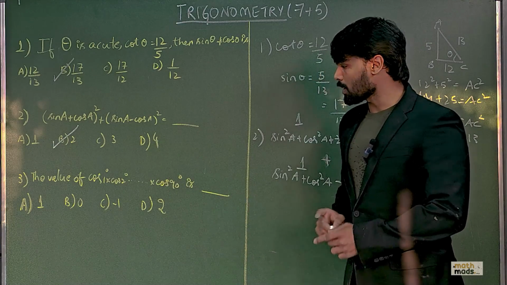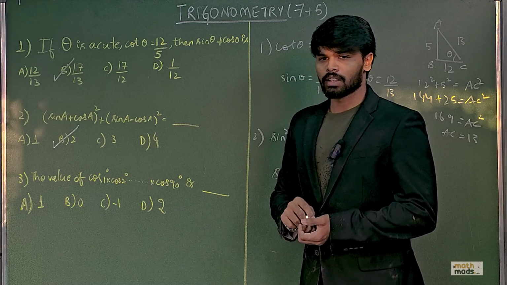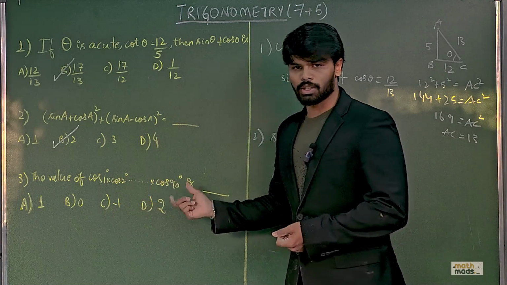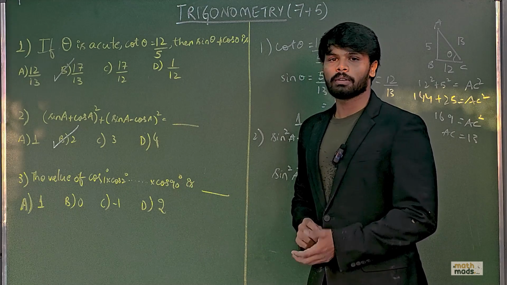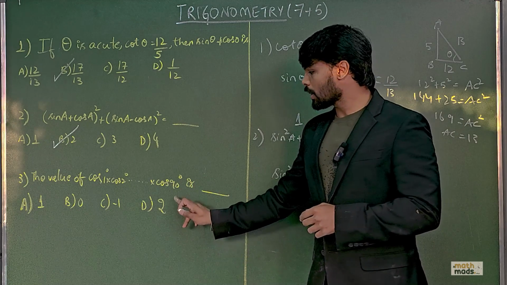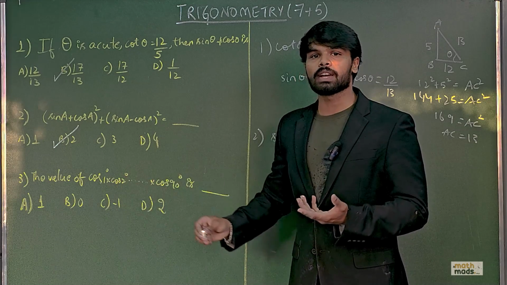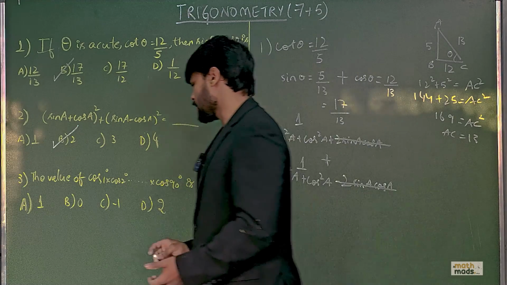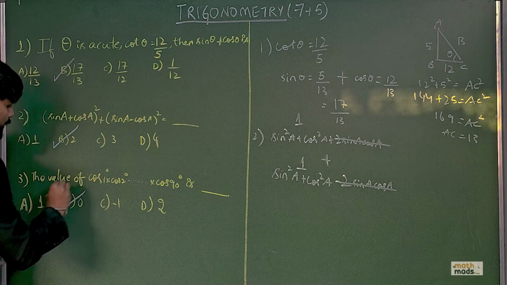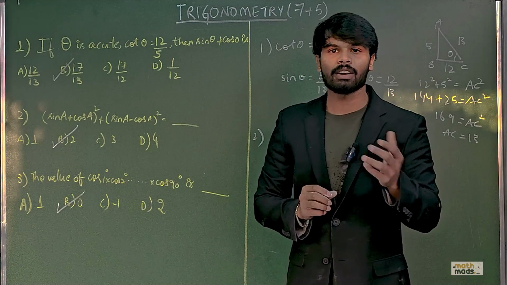Now, the value of cos 1 into cos 2 and so on into cos 90 is. Now, do you need the value of cos 1, 2, 3 to get the value of this? You need it? No, right? Because you know from the standard angles table that cos 90 is 0. So anything you multiply with 0, what will you get? You will be getting 0 itself. So what is the correct answer? Option B is the correct answer. Again, these are some of the sample MCQs which you might get in your exams.